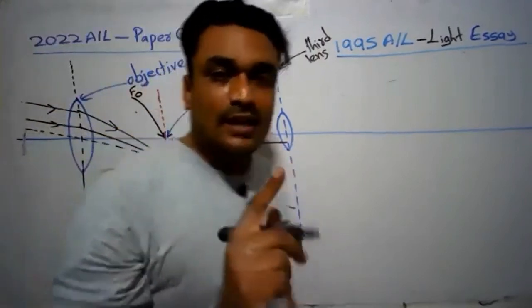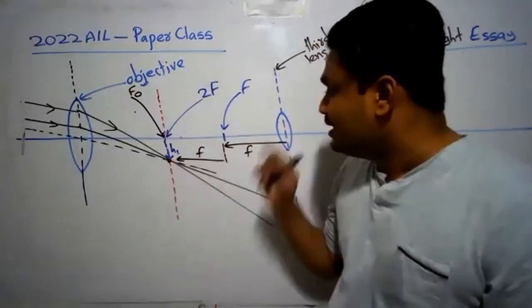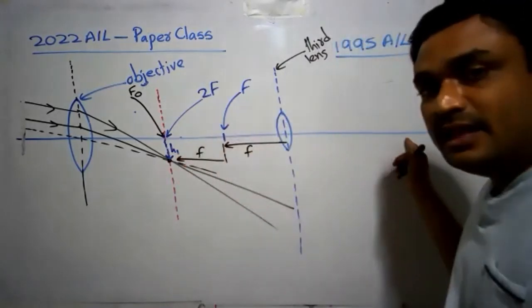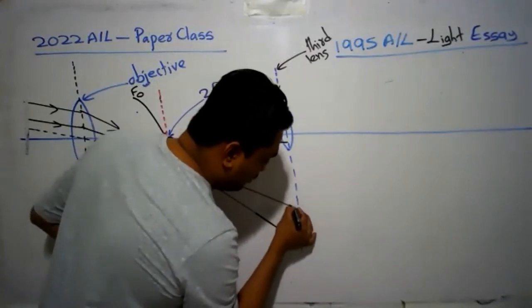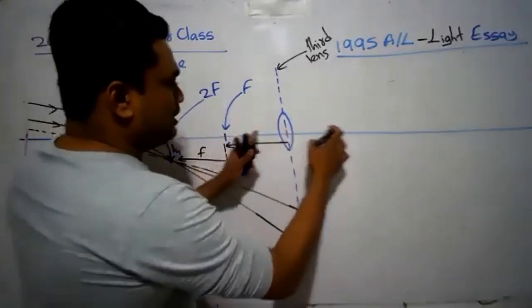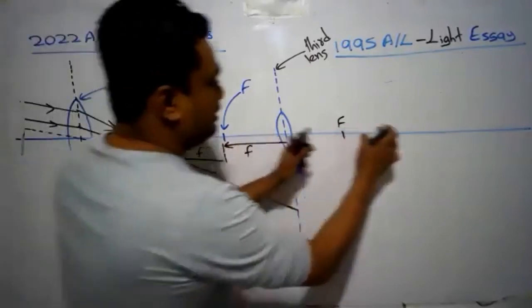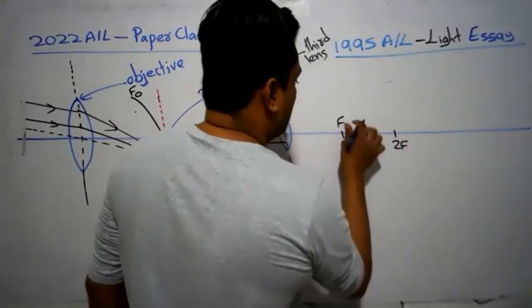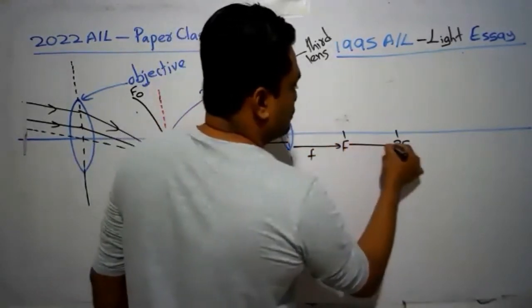You know that when an object is kept on 2f of a converging lens, you get its image on the 2f of the other side, right? These two light rays are incident on the lens. So I have to measure this f distance, I have to measure another f distance, and I have to mark 2f here. Clear? Again, this distance is f. This is also f.